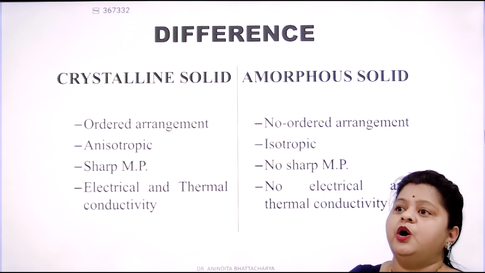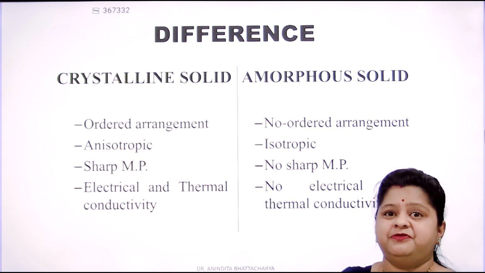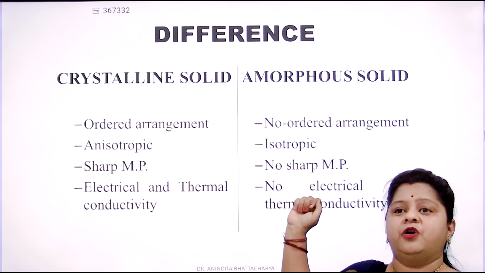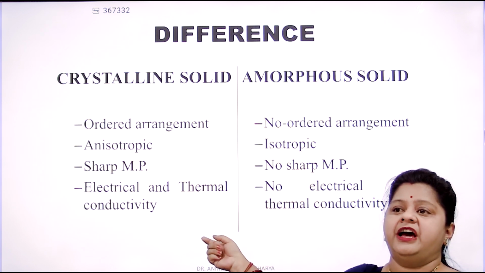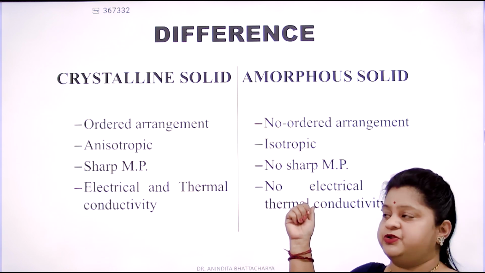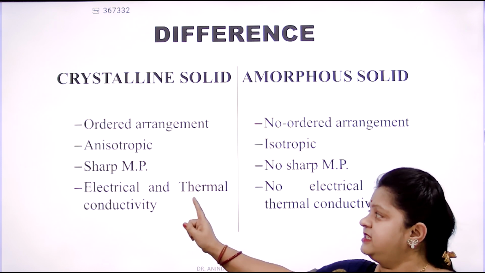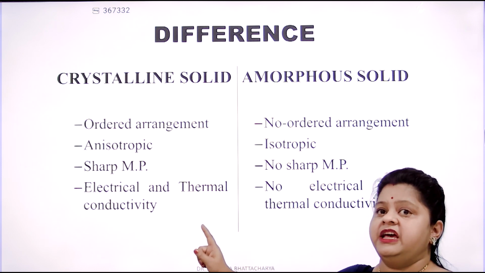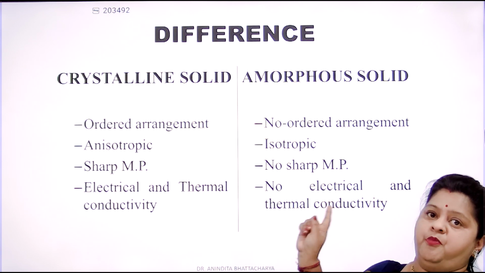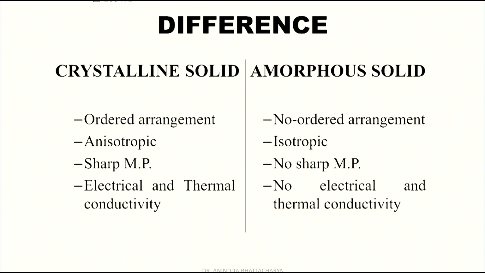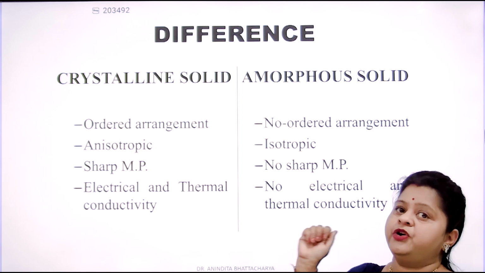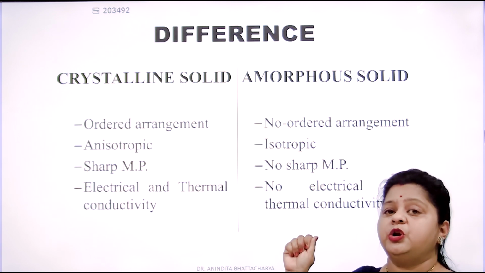To sum up, we can say the difference between them. Crystalline has an ordered arrangement, amorphous does not have an orderly arrangement. Crystalline solids are anisotropic, amorphous are isotropic. Crystalline solids have a sharp melting point, whereas amorphous do not have any sharp melting point. Since they are in orderly fashion, crystalline solids are both electrical and thermal conductors, whereas amorphous solids are not good conductors. They do not conduct electricity or heat, so they are non-conductors.